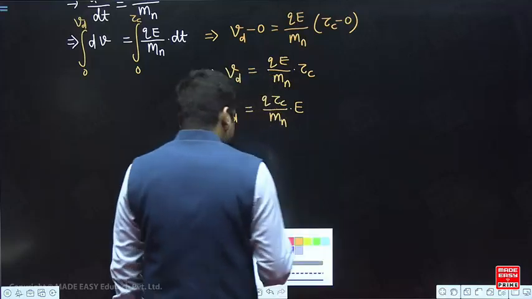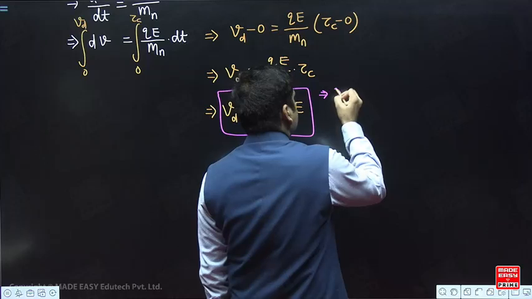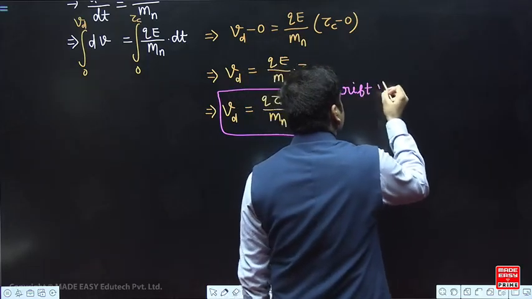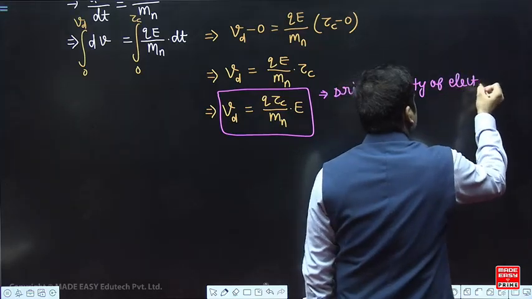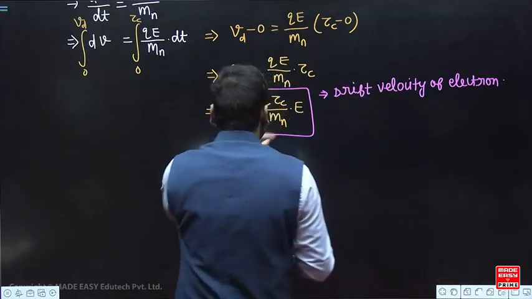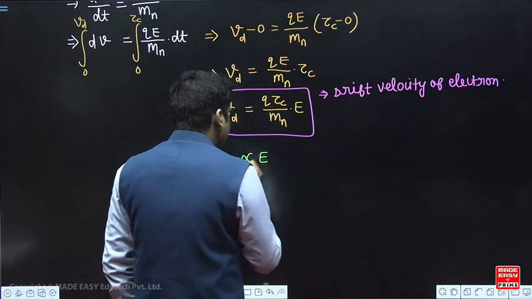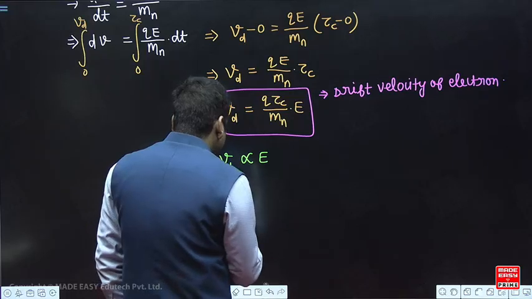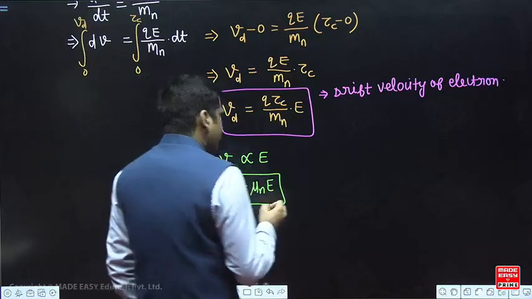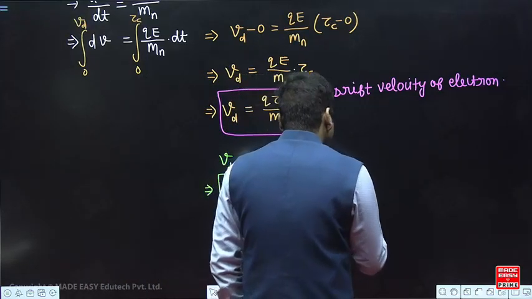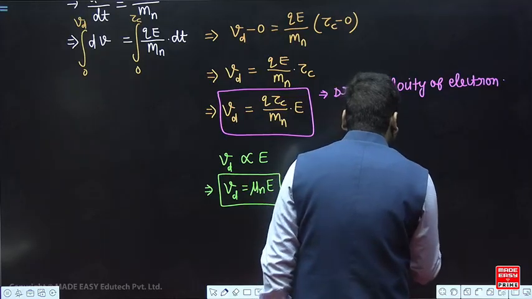My dear friend, this is the expression for drift velocity of electron in the solid. From this expression you see vd is directly proportional to applied electric field. So vd is directly proportional to E. We can have a proportionality constant: vd is equal to mu n into E, where mu n is equal to q tau c upon mn.